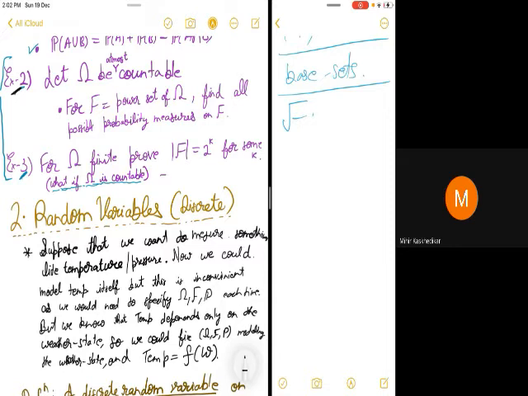The base sets would be a collection of sets that do not have any subset of them in F. Yes, what you said is true. So the base sets would be a collection of sets Xi such that one thing is that they wouldn't have any subset in F. The other thing is that they would have to partition our omega.